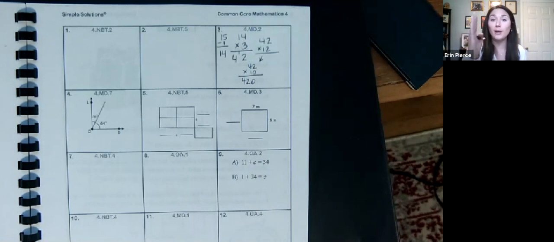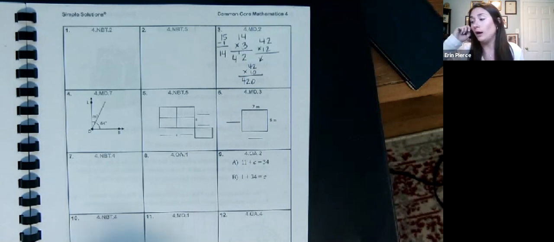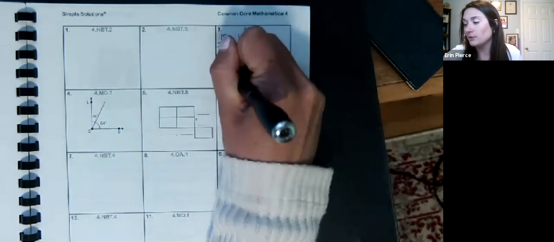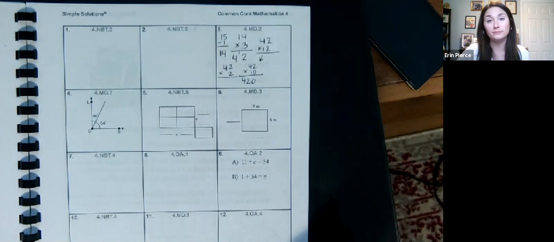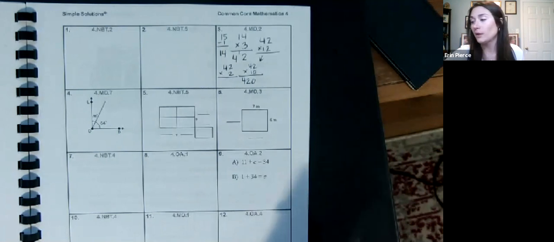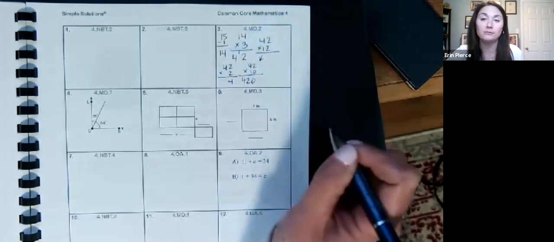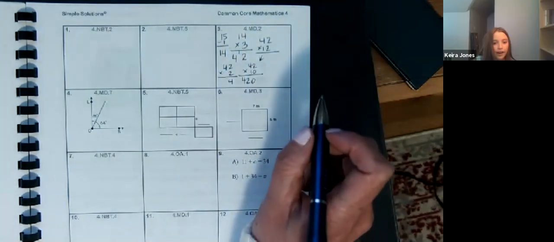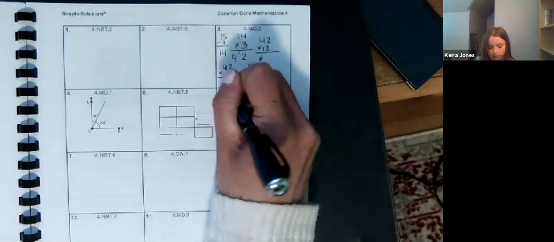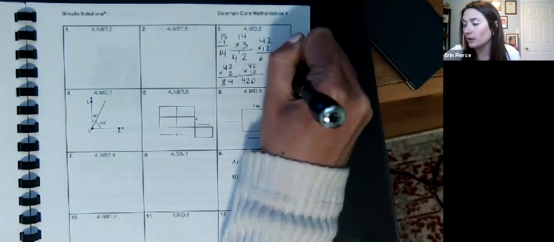Remember, we move it over just one box if we have times 10. And then we need to do 42 times 2. So 42 times 2. 2 times 2, what do I get? Kira. 4. 4, and then 4 times 2, Kira. 8. 8. So let's go ahead. 420 plus 84.